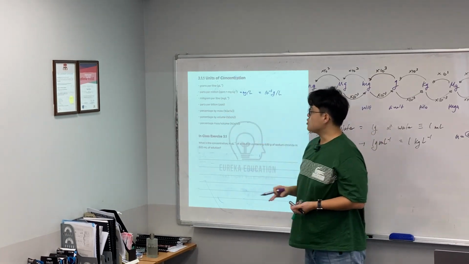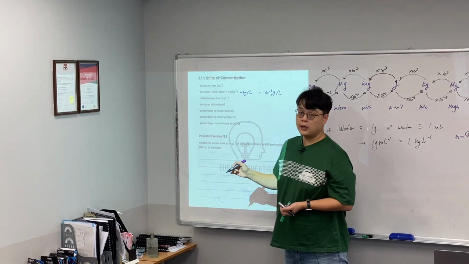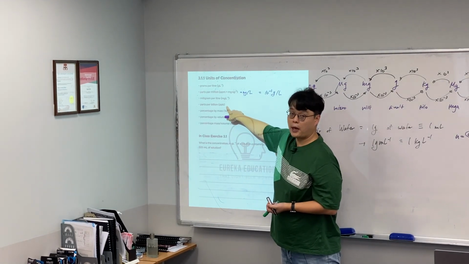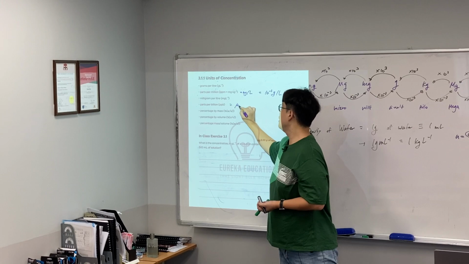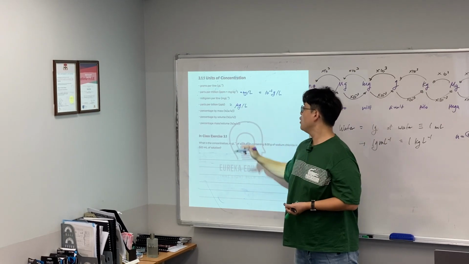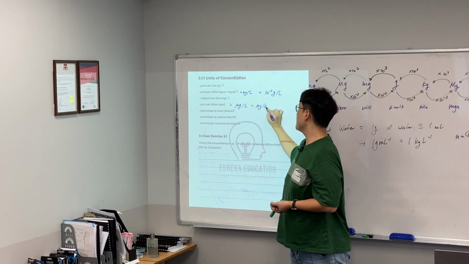Milligrams per liter, so mg per liter, is pretty easy. Parts per billion is something even smaller than parts per million. That is the same as microgram per liter or micrograms per kilogram too.